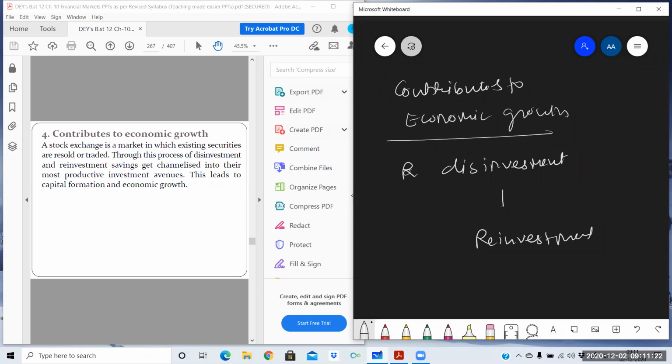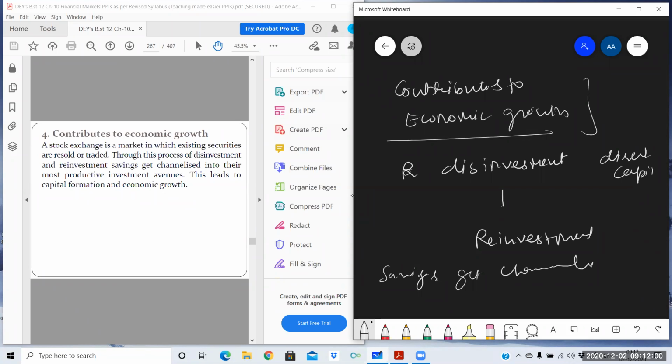So the stock exchange market is a market in which existing securities are purchased and sold. Through this process of reinvestment and disinvestment, savings get channelized into their most productive investment use. But one thing is important here, the stock exchange is not contributing to direct capital formation. It is making indirect capital formation, as direct capital formation is done in the primary market only, as we have discussed there.